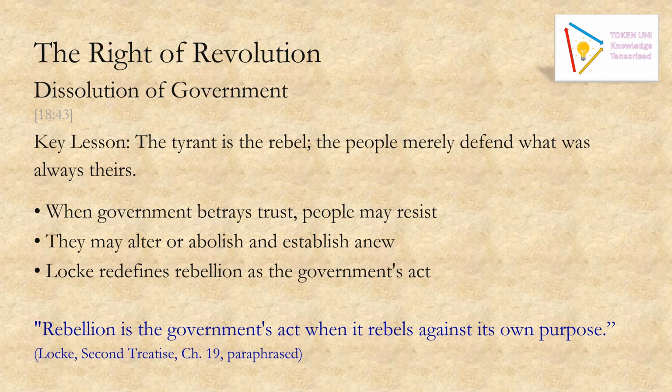Locke is careful with his language. He does not call this rebellion. Rebellion, from the Latin rebellare, to renew war, is what the government does when it turns against the people. The tyrant is the rebel. The people who resist him are merely defending what was always theirs. This matters rhetorically. In 1689, people needed to believe that what had happened was legitimate.